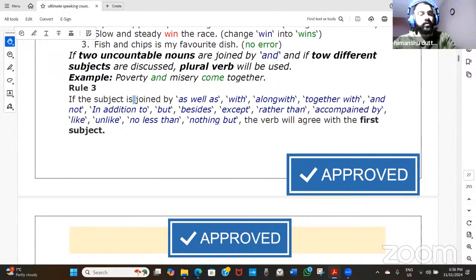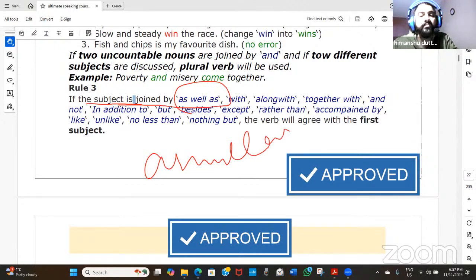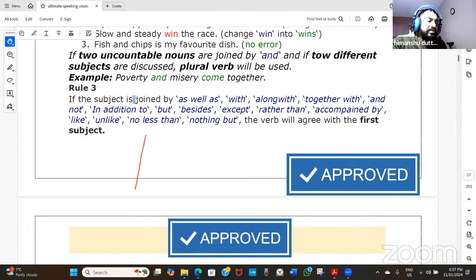Now, this particular third rule, remember that one. What does the third rule say? If the subject is joined by 'as well as', if this combination of phrase comes in the sentence, like 'Ram as well as Sham', or with 'along with', 'together with', anything like that, the verb will agree with the first subject. Remember that. We'll see the examples later on.